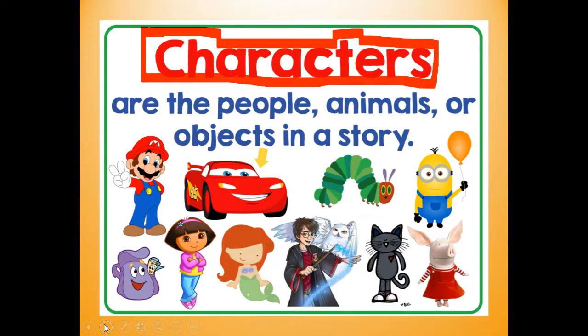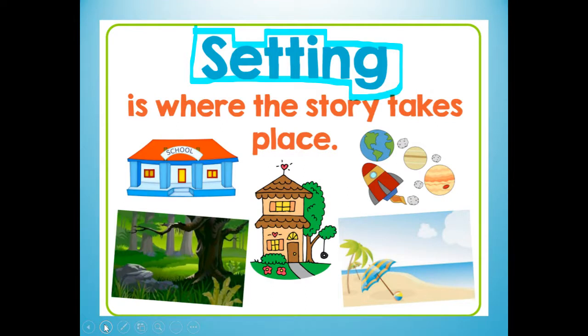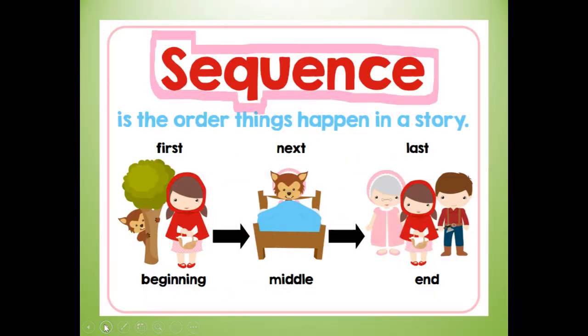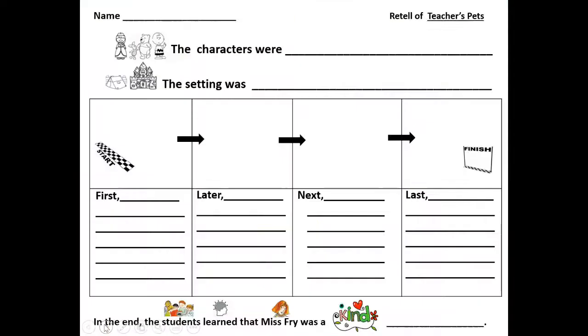Characters. What are characters? Characters are the people, animals, or objects in a story. Setting. What is the setting? Setting is where the story takes place. Sequence. What is the sequence? Sequence is the order things happen in a story. We use sequence words like first, next, last, or beginning, middle, and end. In the beginning of the story, in the middle, and at the end.